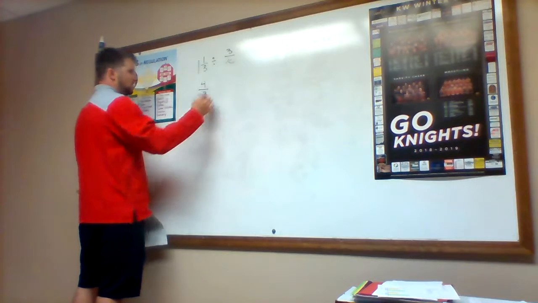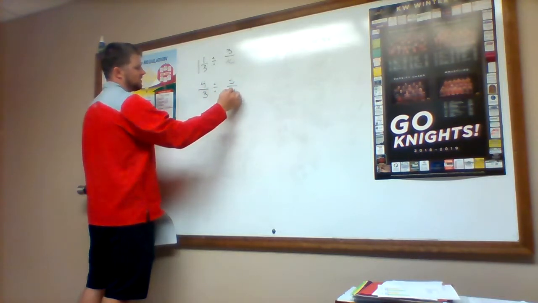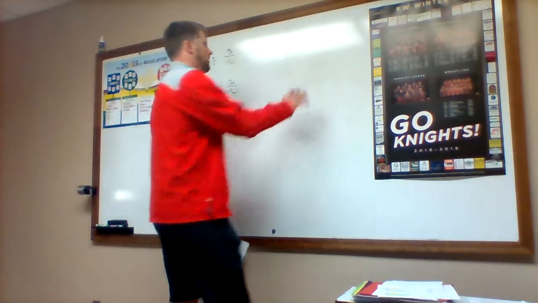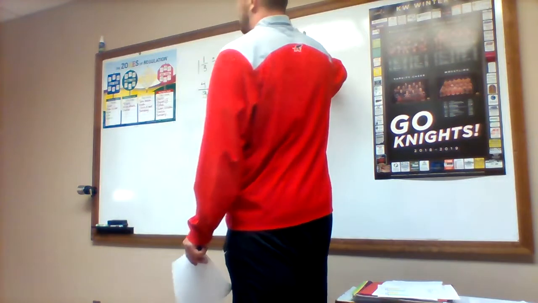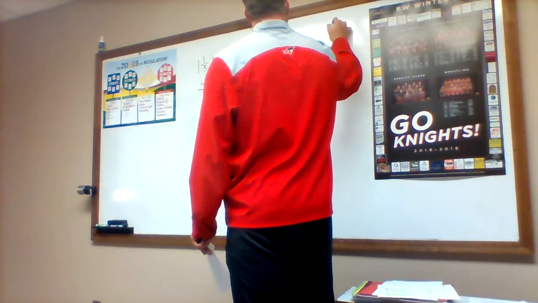Do we have to turn this one, or is it already in a fraction form? It's in a fraction form. So 4/3 divided by 3/10. Now we get the same denominator. So we have to look for our least common multiple of what two numbers, Derek? 3 and 10. Very good.